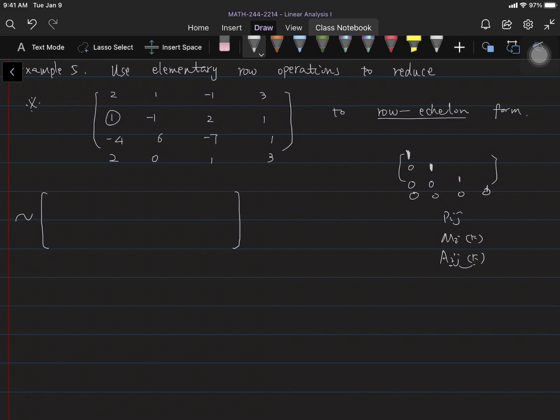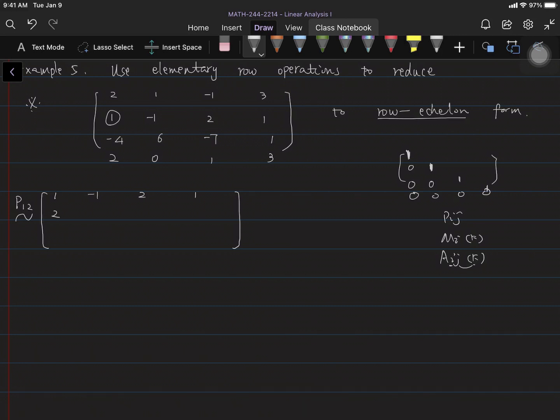Let's see. Here, we interchange the first row and second row, so we can say P12. In the future, you don't have to write down those things, but right now, in my example, I have to show you what I did. So I interchange the first row and second row. So now the second row becomes the first row.